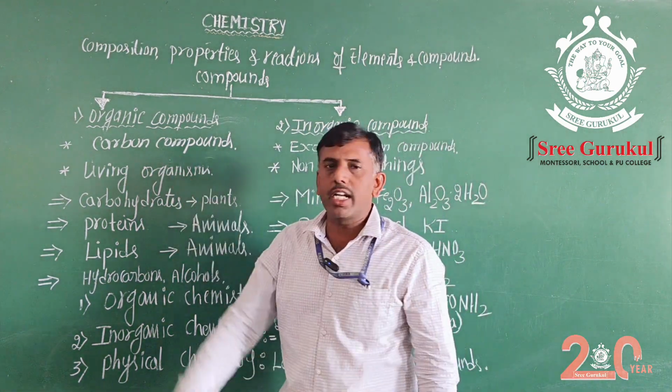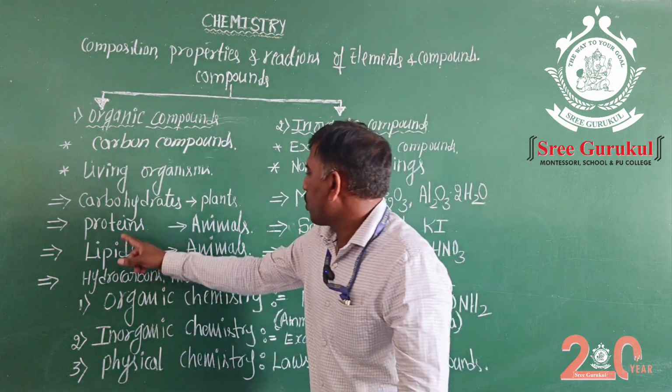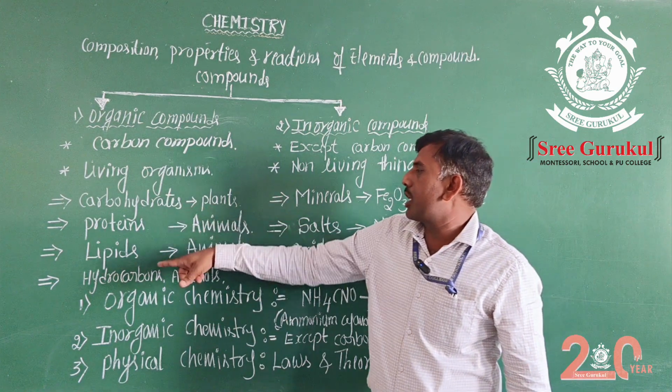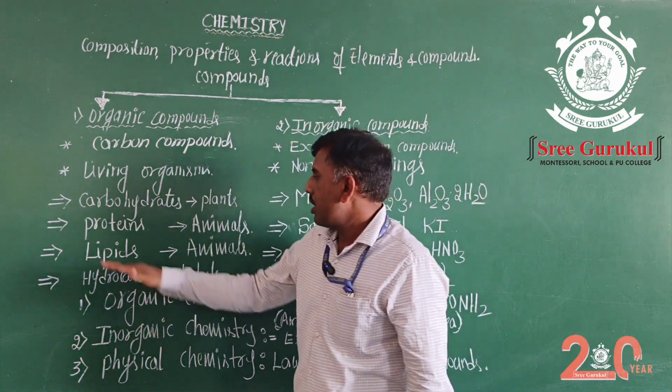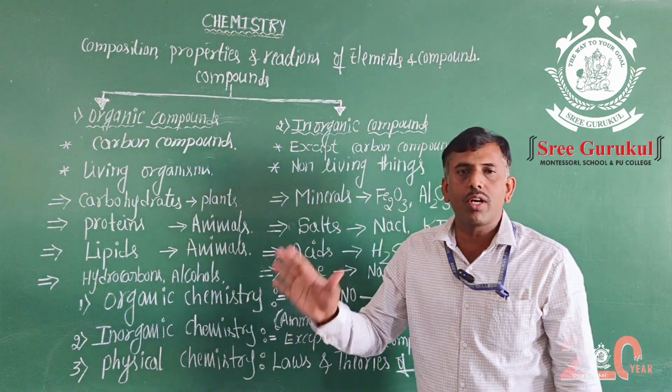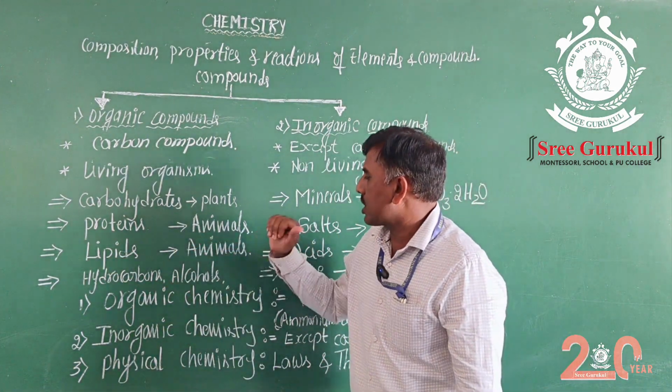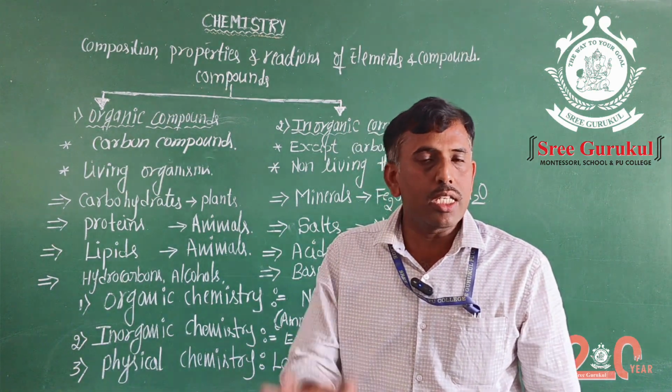Next, now we shall move on to the second example of organic compounds: proteins. Proteins are the organic compounds which are synthesized from animals. It is clear the point. Next, lipids, oils and fats. Lipids are also synthesized from animals. It is clear that point.